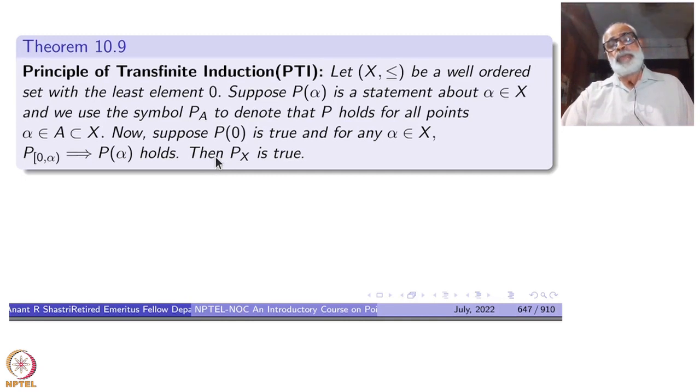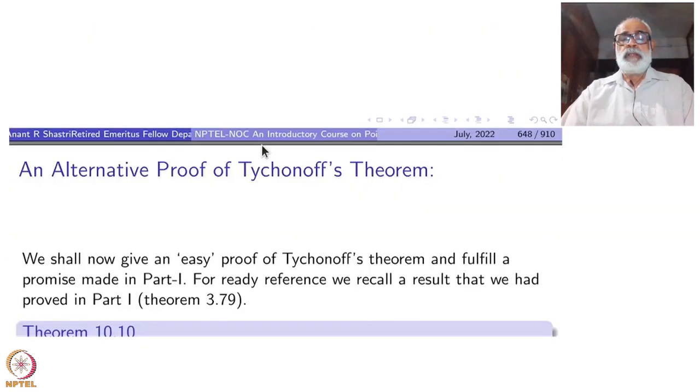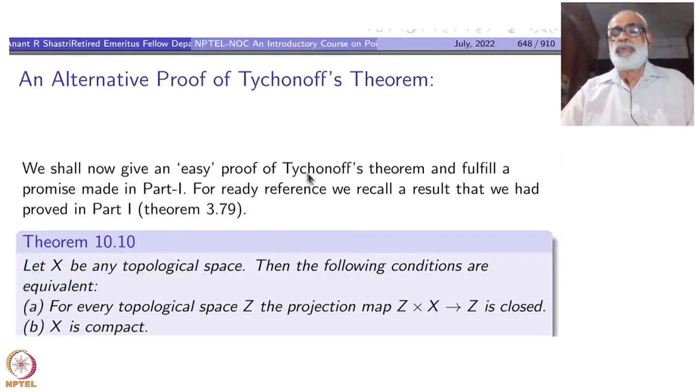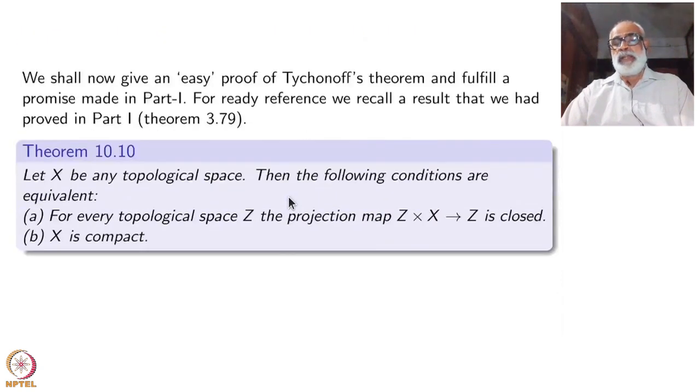So our next aim is to illustrate the use of the principle of transfinite induction with one single example, but that example is going to be something very important, namely that the product of arbitrary non-empty families of compact spaces is compact. That is Tychonoff's theorem. We have given several proofs of that. Now we will give another proof here. Here I am going to use one of the theorems that we proved in part 1. I won't have time to do that again here, but I will recall it for ready reference.